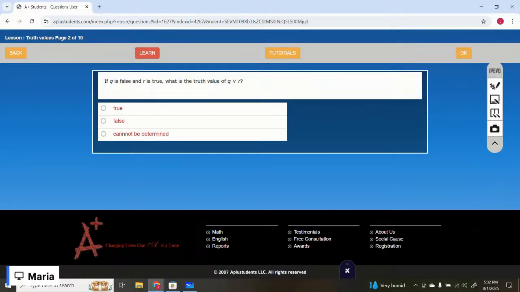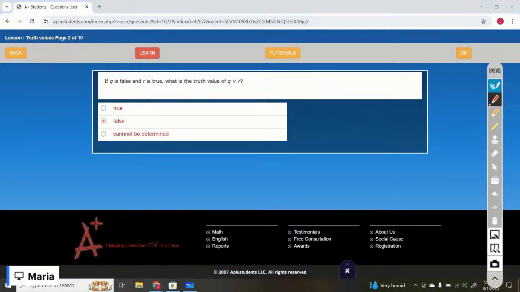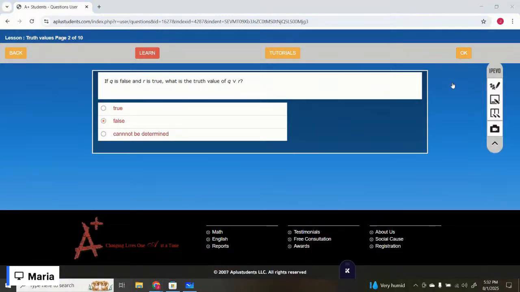If Q is false, R is true, what is the truth value of Q and R? So false and true is false. Option number two is the correct option. Sorry, false or Q, or it is, so true. Option number one is the correct option, true.